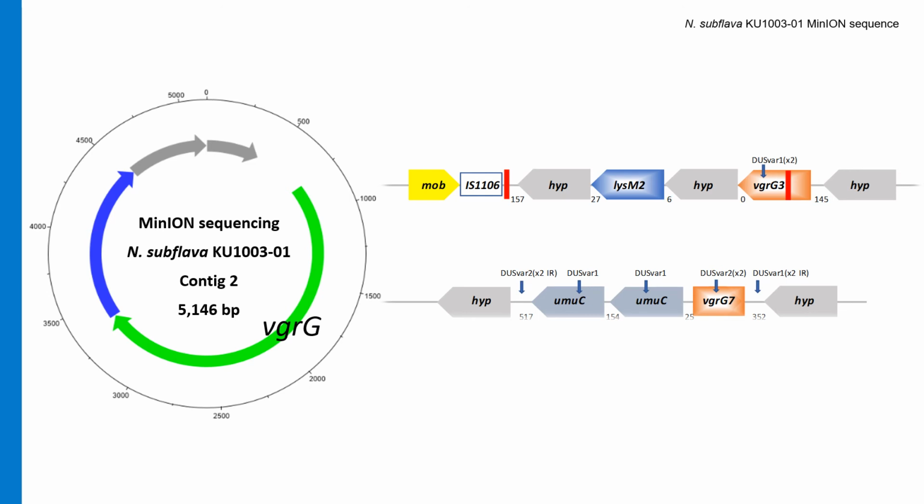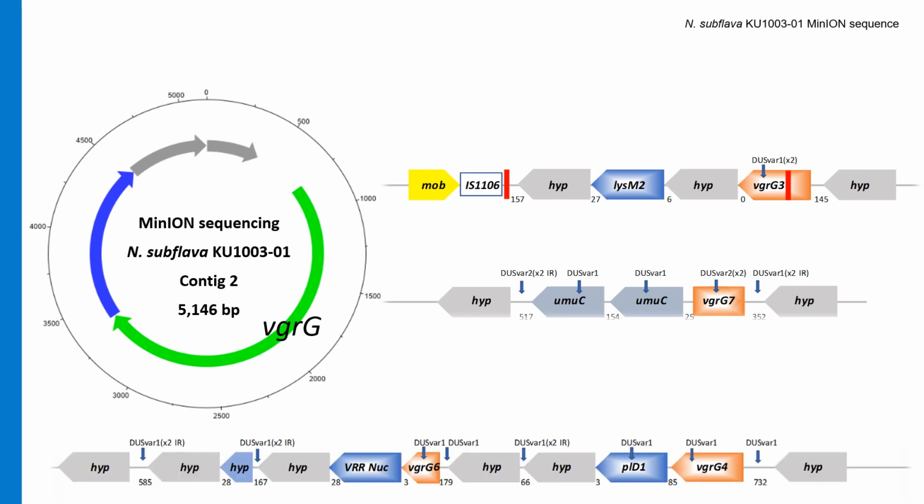We do know when looking at other VGRGs in the chromosome, they can be present with repeat regions associated with them. So in that top bit of gene there, those red bars are repeat regions that may cause some recombination between them. We do see some VGRGs that are truncated.